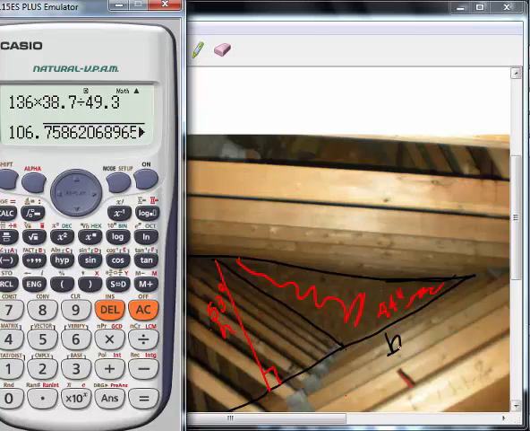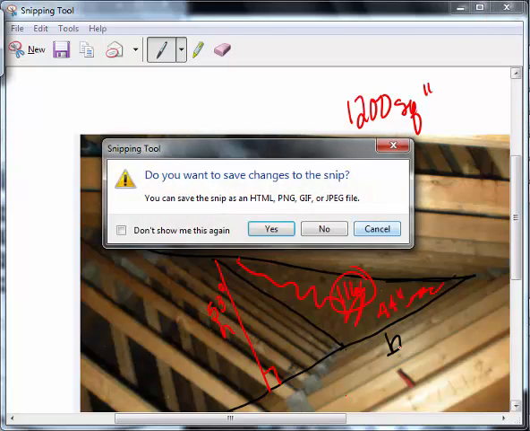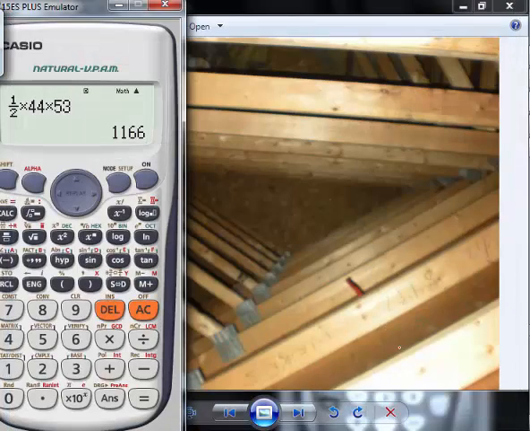Let's see, fraction 1/2 times 44 times 53 is 100.166. We can only have 2 sig figs, so we would say it's 1200 square inches. Okay, that's all the assignment. If you have any questions, you can give me a buzz.